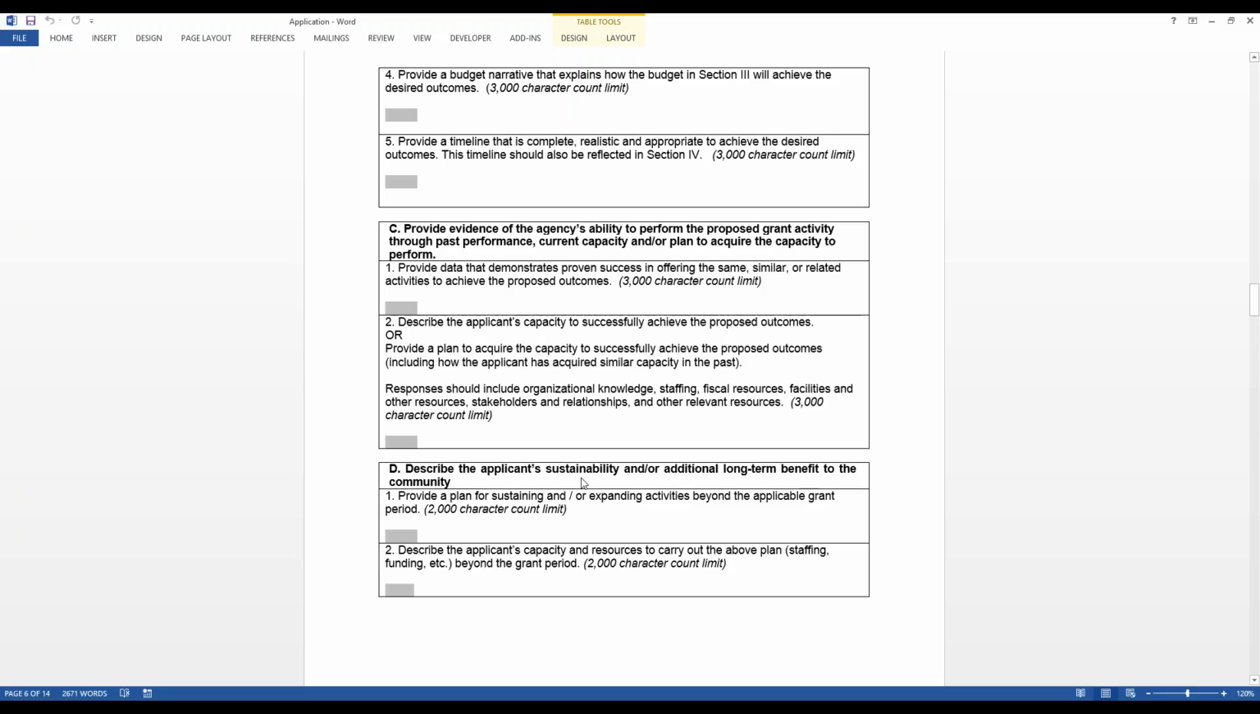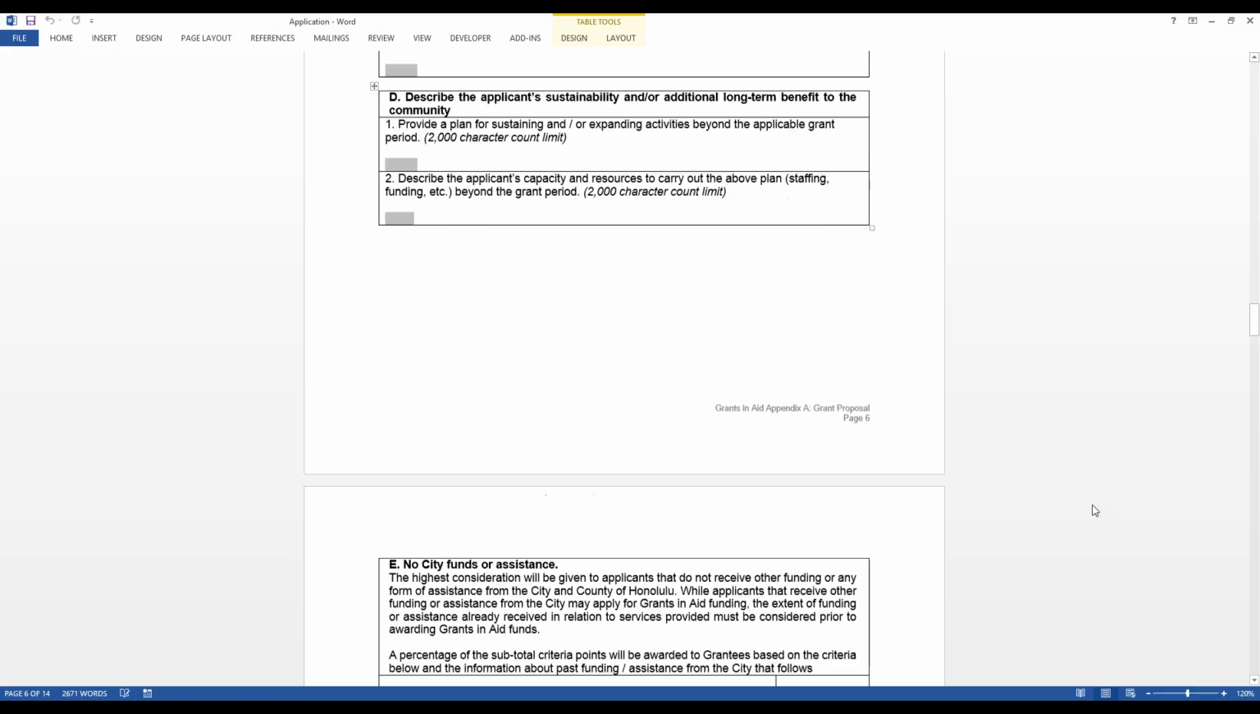As with any other grantors, we do want to know how you're going to continue your program after the grant period ends. So give us a plan. Tell us again how you will sustain the program activities after the Grants in Aid period ends. For D2, same thing about your resources. Talk about sustaining your resources beyond the grant period.